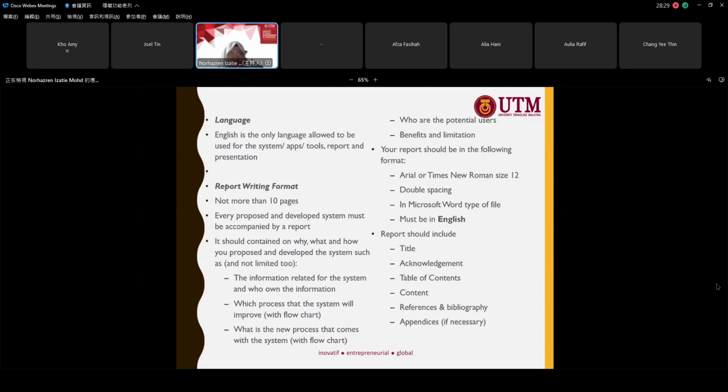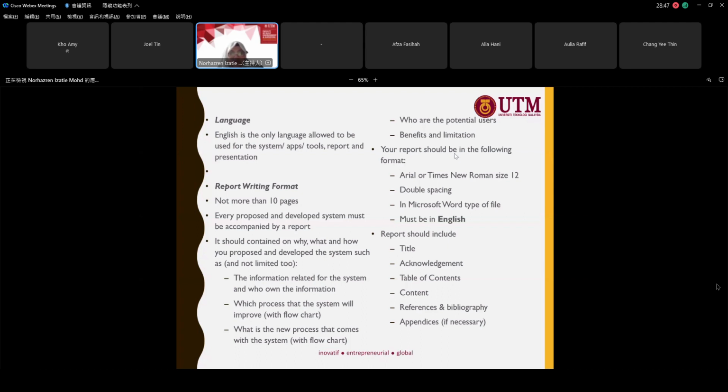What is the new process? Okay, this you need to compare with number 1 and number 2 with a flowchart too. Who are the beneficial users? Siapa yang akan guna pakai sistem tu? And the benefit and limitation of your system.